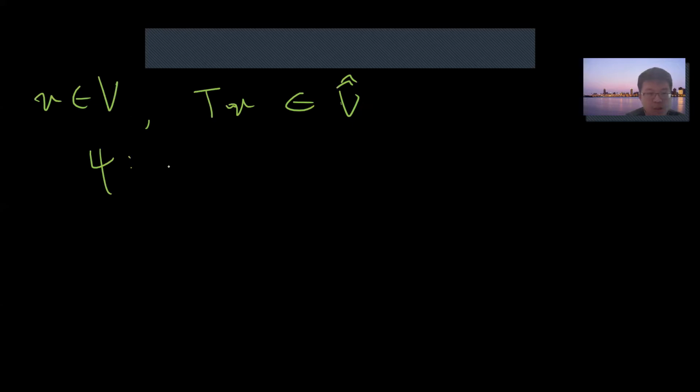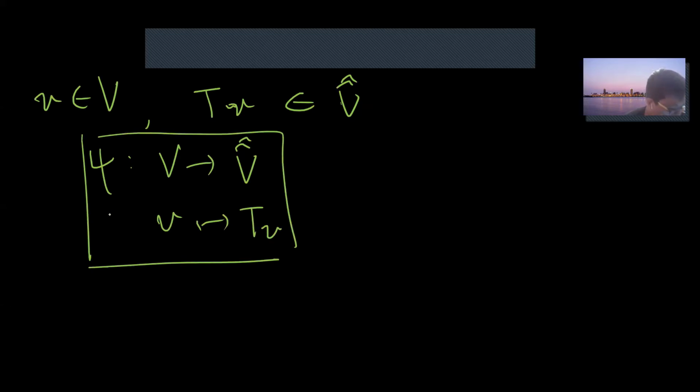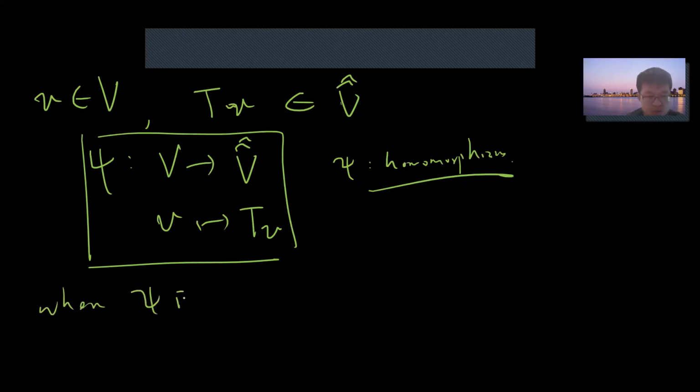What I'm saying is that given a v in a vector space, you can create a T v which is in the second dual. So you can construct a map from V to V dual dual, mapping v to T v. This is called the psi map. Obviously psi is a homomorphism; you can check by yourself.